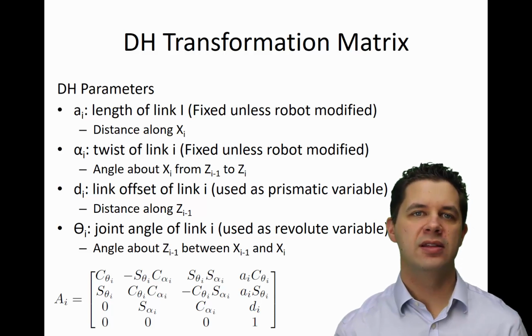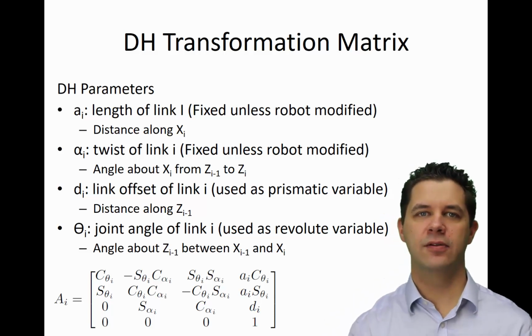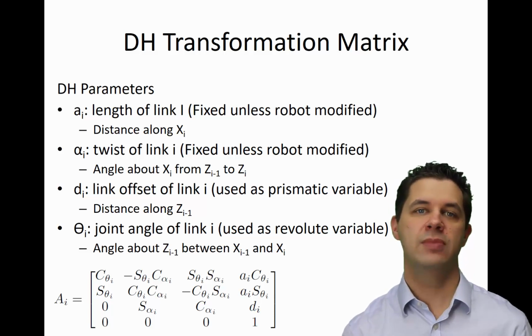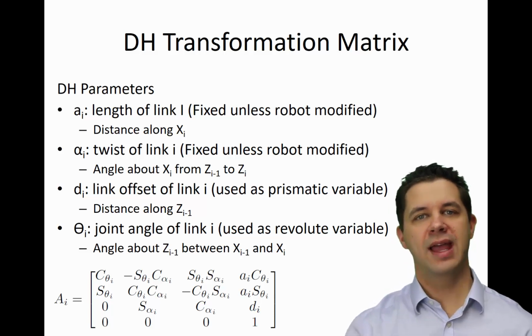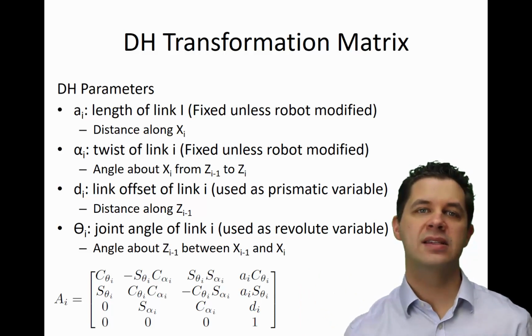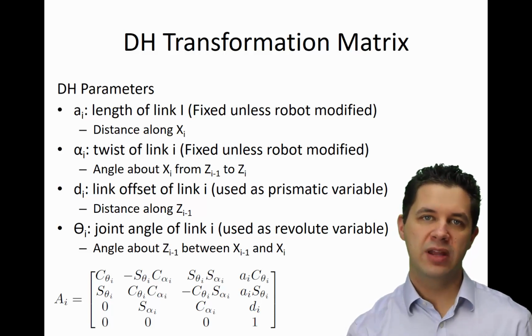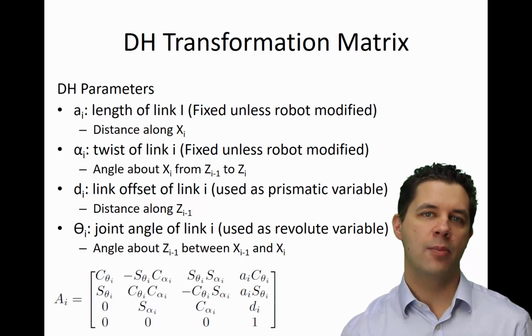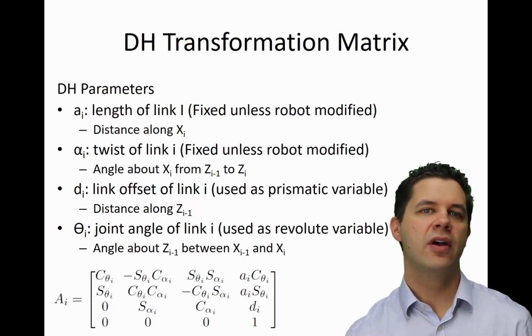We then have d_i, the link offset of link i. And this is something that we can use as a prismatic variable if we're using a prismatic joint. This will be the length of the prismatic variable, how far it's extended out, and so on. Otherwise, it can also be used as the distance that we've moved from our previous axis to our current axis along z_(i-1).